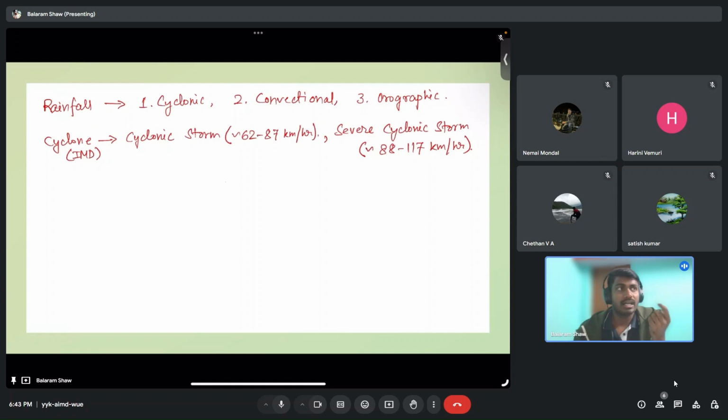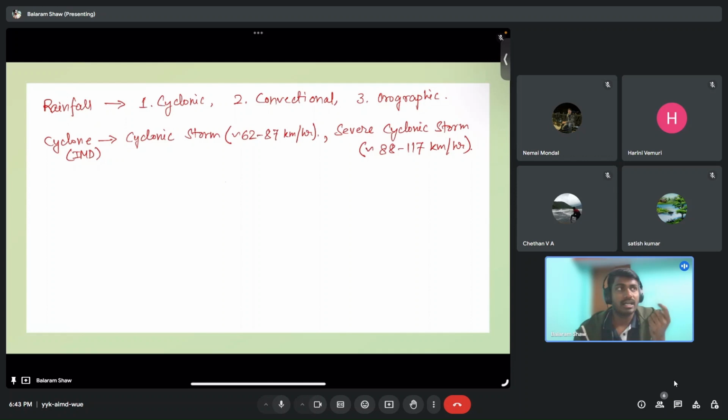So it will cause the air to rise rapidly, and this rising air will cool and condense at the colder altitude, and then it will result in precipitation. This heating occurs mostly in the equatorial region or very near to that. And in India we get this kind of, that is convectional rainfall during the pre-monsoon period.